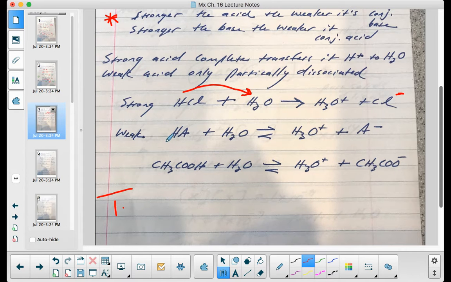Sometimes when you are identifying a weak acid, because weak acids are typically very large, complex organic molecules, we just use HA as the generic form of the acid. Okay, I'm going to stop there.